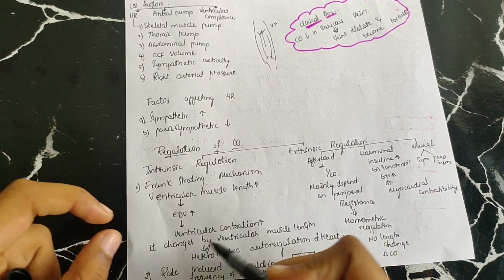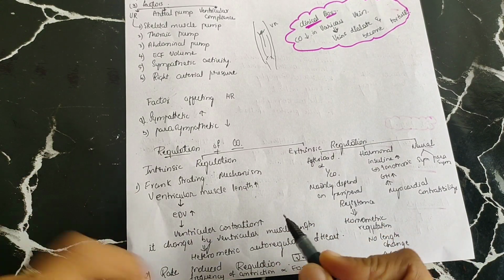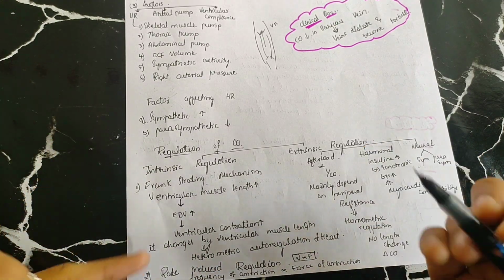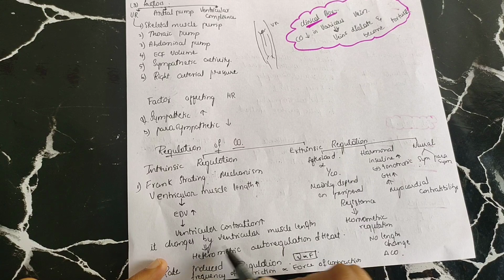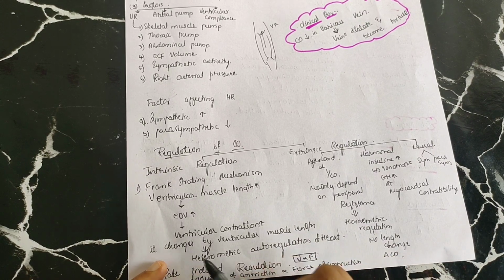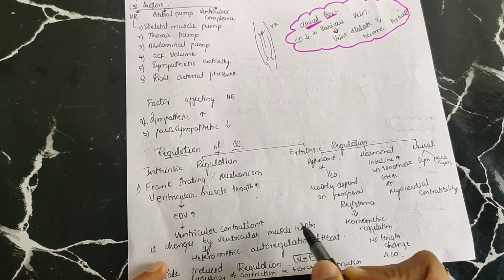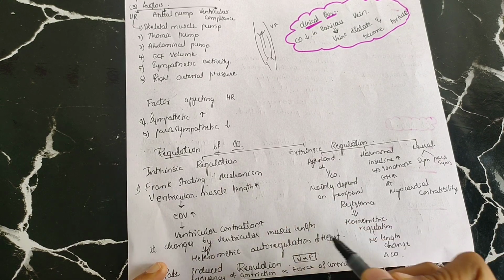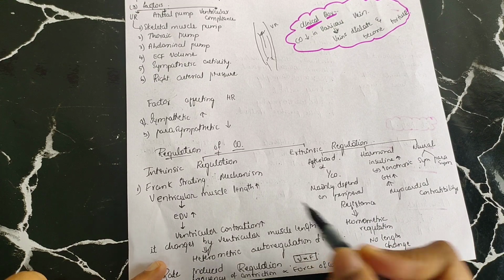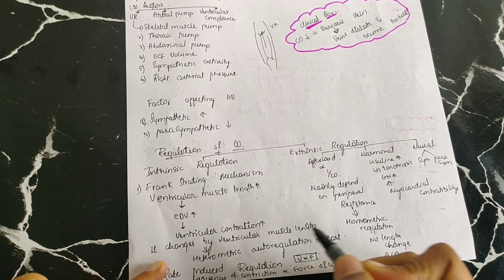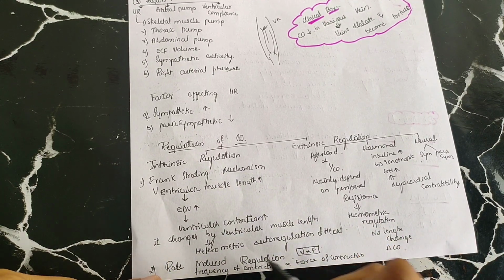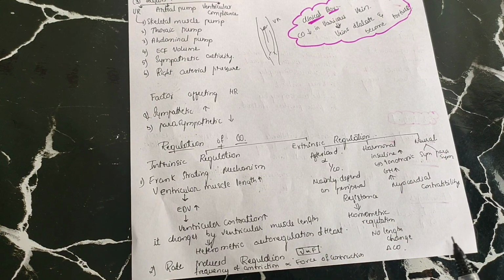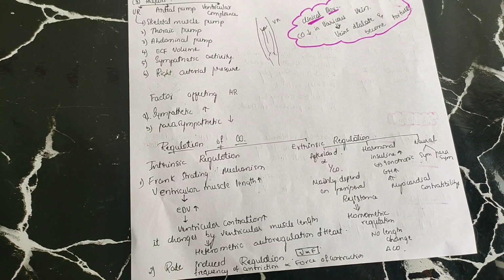It changes the ventricular muscle length, which further changes the cardiac output. So this is heterometric. Metric is a measurement, length. Hetero means change, a difference in the ventricular muscle length. So this is heterometric autoregulation, where the heart itself regulates this. And rate induced regulation says that the frequency of contraction is directly proportional to the force of contraction. If the frequency increases, force of contraction also increases.